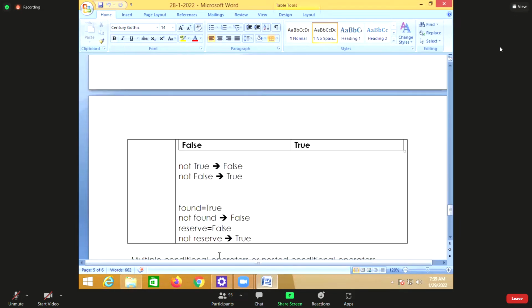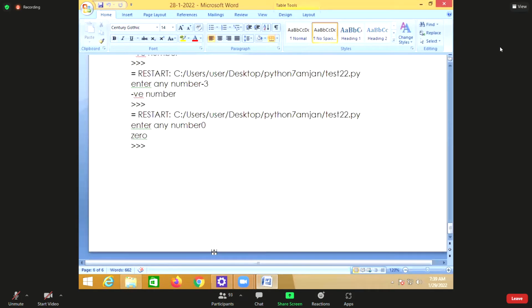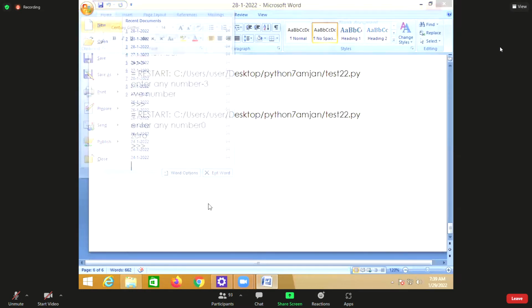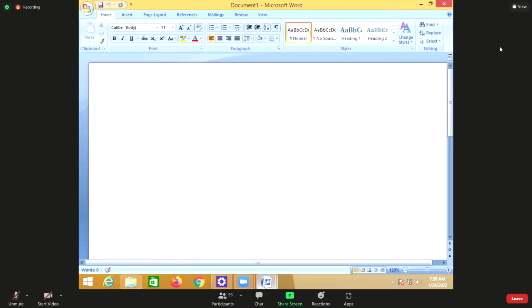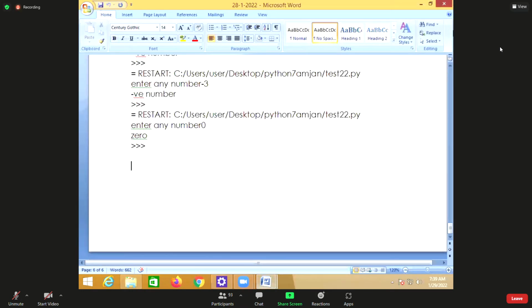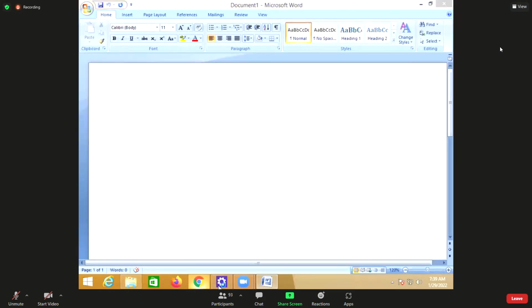So this can be nested conditional operators, where you can check more than one condition. For example, you have some examples you can do.